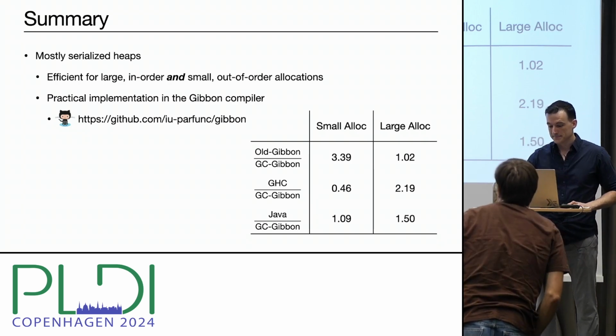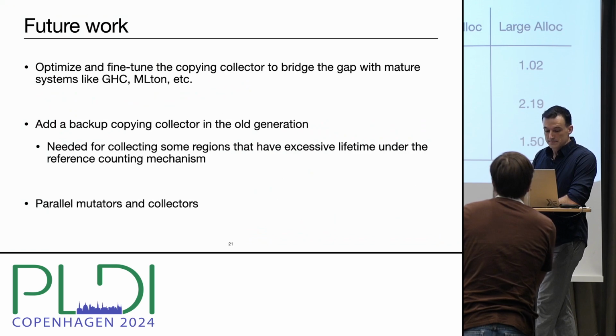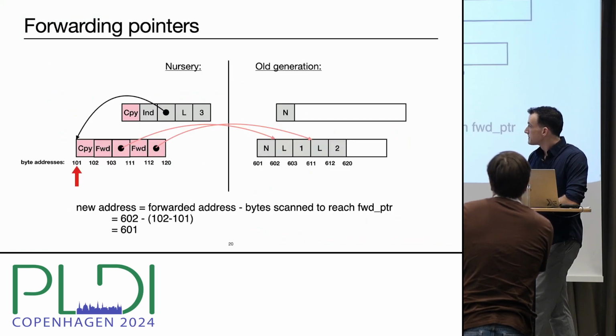Can you explain how you identify if something is a forwarding pointer or not? Does it depend on memory alignment, or how do you find out?